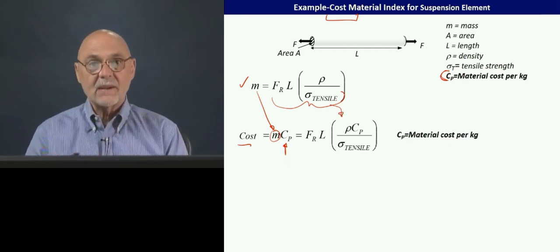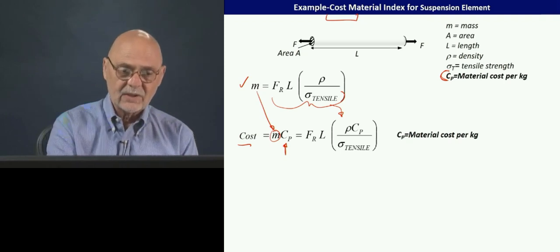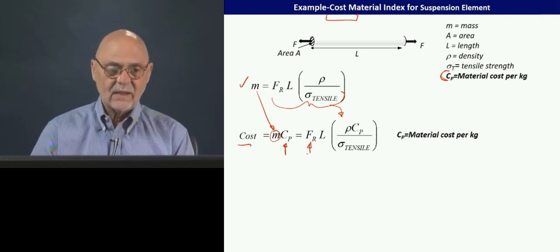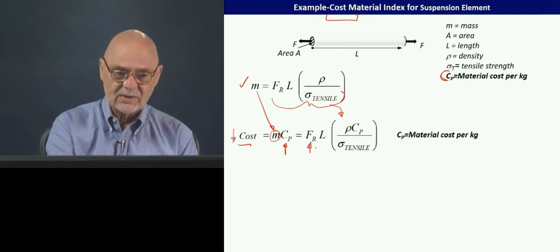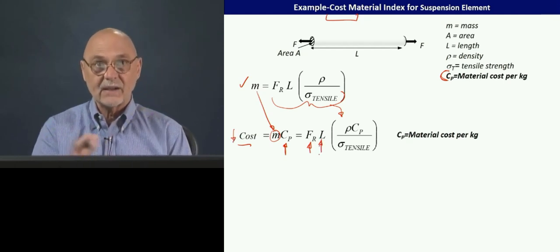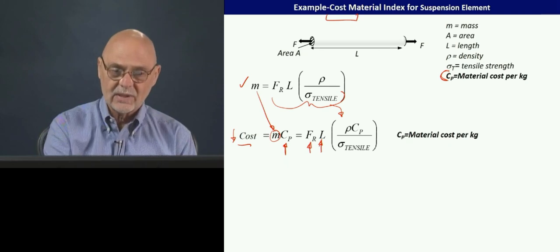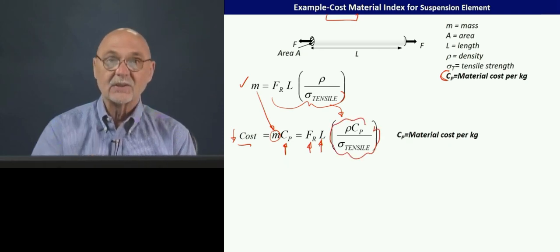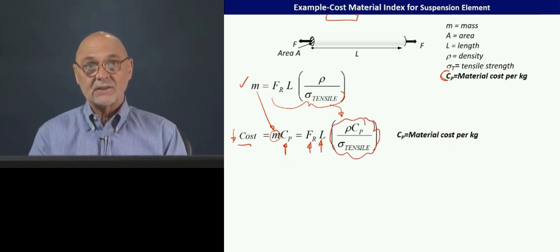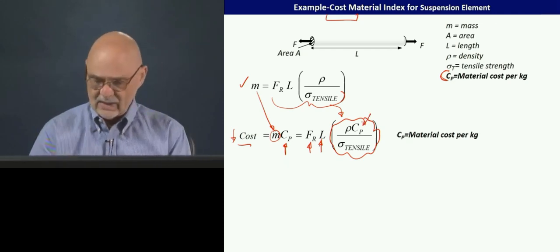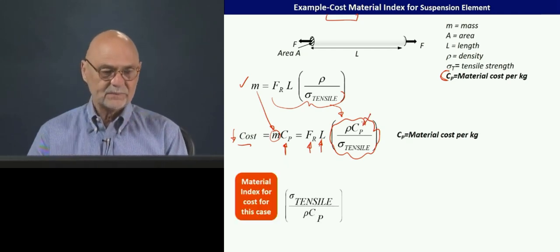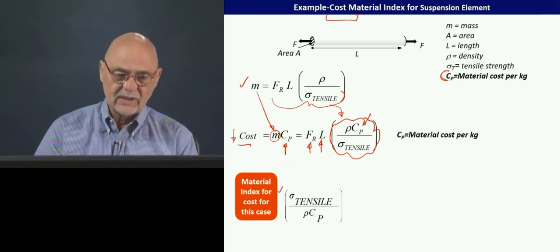So now you see the same idea. We're not going to change the requirement, and we're not going to change the specified length, to minimize cost. So all we can do is change this parameter. And again, it's a function of material properties. The only thing we've added here is the cost. So now this becomes a material index.